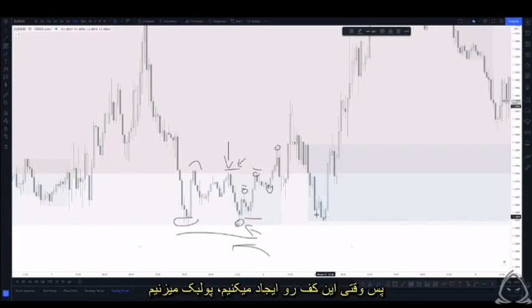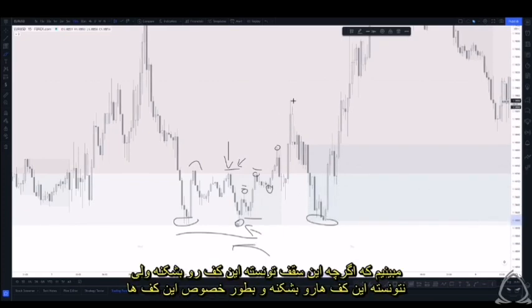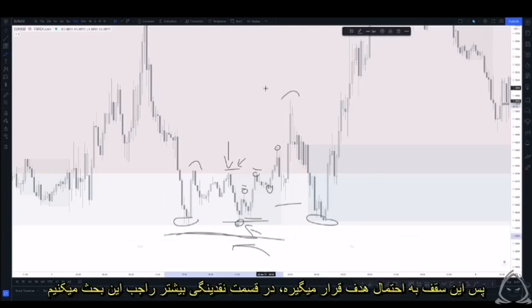So once we create this low and we start to pull back, we can see that this high, although it was successful in breaking this low, it was not successful in breaking these lows, and more specifically these lows. So therefore, this high is more than likely going to be targeted.